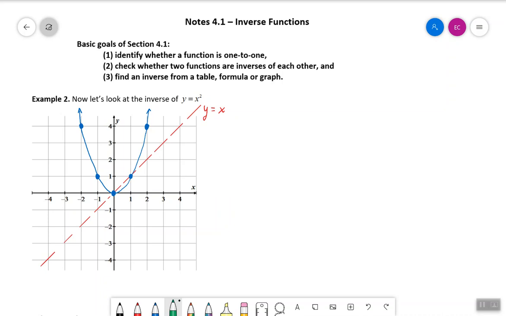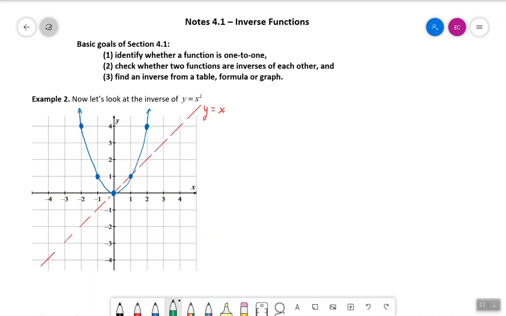Okay, let's continue in section 4.1. We're talking about inverse functions. In the first video, we found the inverse of a linear function. And now let's try to find the inverse for this quadratic, y equals x squared.